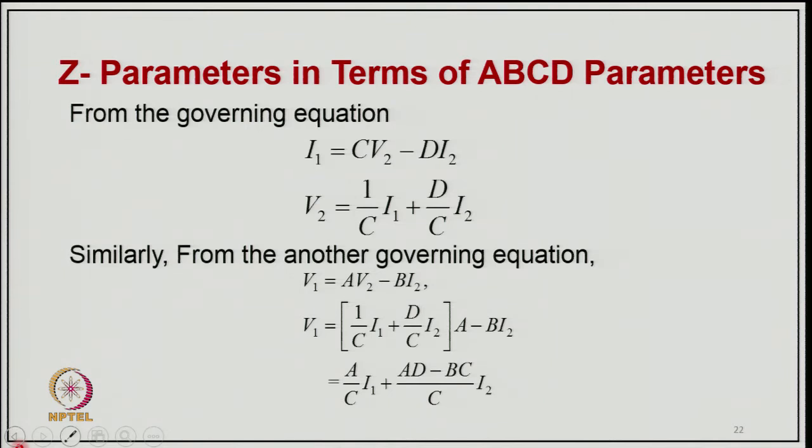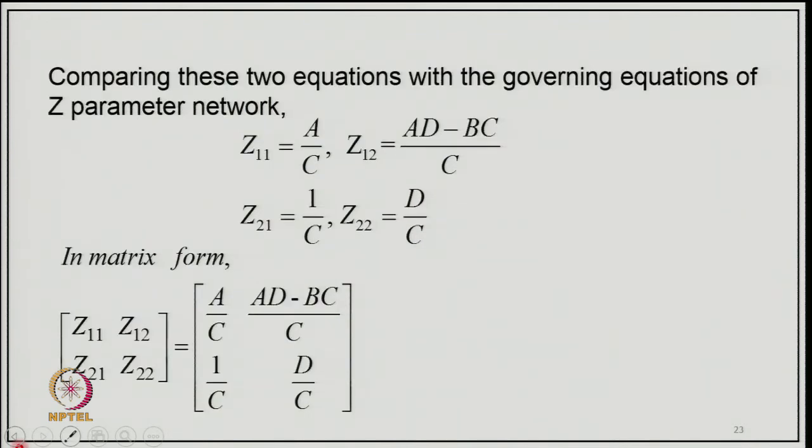Similarly, from the other governing equation we can write V1 equal to A V2 minus B I2, from which V1 equals (1 upon C I1 plus D upon C I2) into A, minus B I2. We can expand this as a function of I1 and I2. So V1 equals A upon C I1 plus (AD minus BC) upon C into I2. We can compare these two equations with the governing equations of Z parameters.